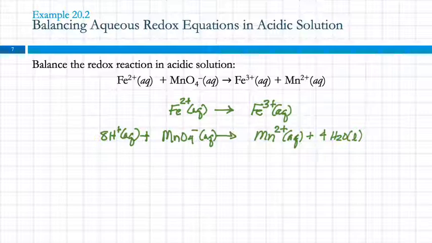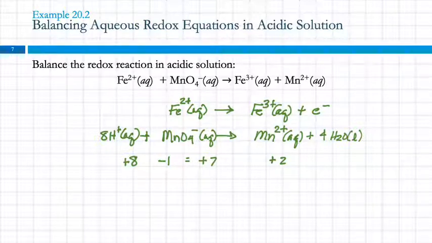Now I'm going to balance with respect to charge. So my first one, I've got +2 on one side and +3 on the other. If I add an electron to this side, then I'll have +2 on both sides. So adding electrons is a little bit like subtracting charges. And then the bottom, this one's a little bit messy. I've got a +8 from the hydrogen ions and a -1 from the permanganate ion, so that comes out to be +7. And then over on the right side, I have +2.